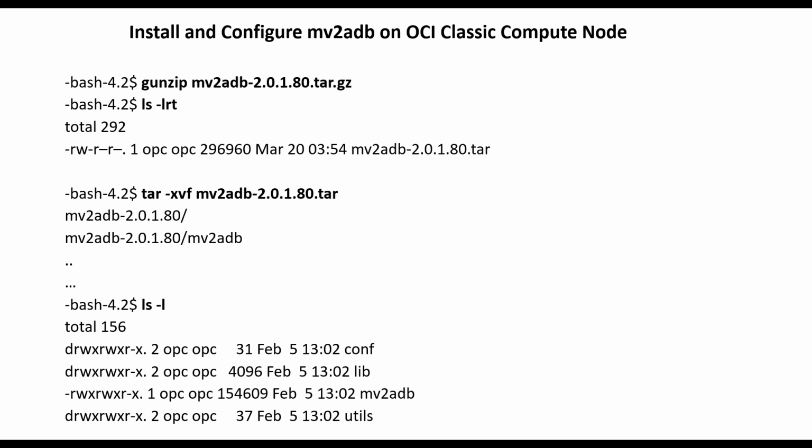There'll be a top-level directory called MV2ADB with a particular version, and under that you'll have conf, and you'll also have the executable MV2ADB available. Under the conf directory, you'll find a template configuration file that you can use as a basis for creating your own configuration file.